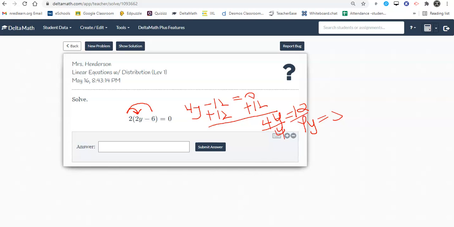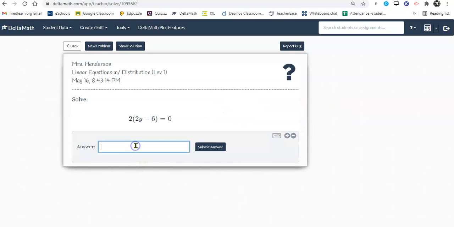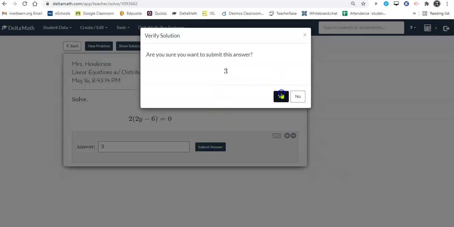The marker's acting a little crazy, but I think you get it. So y is equal to 3. Right? I think that's what the answer is. Yes.